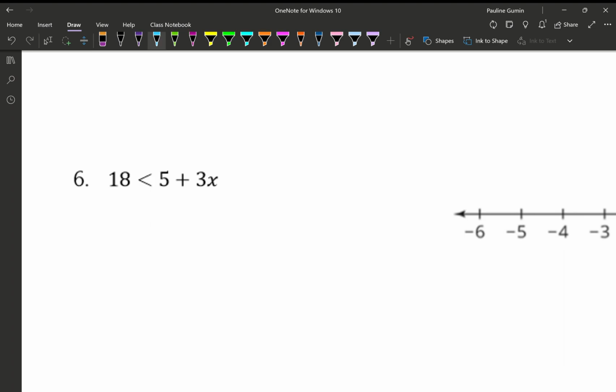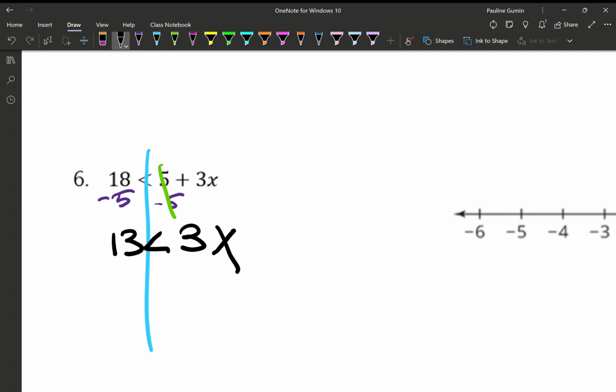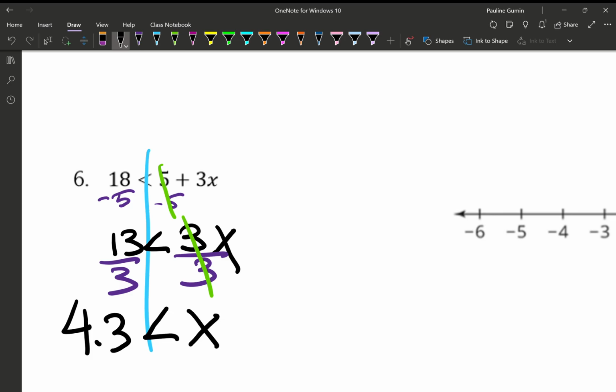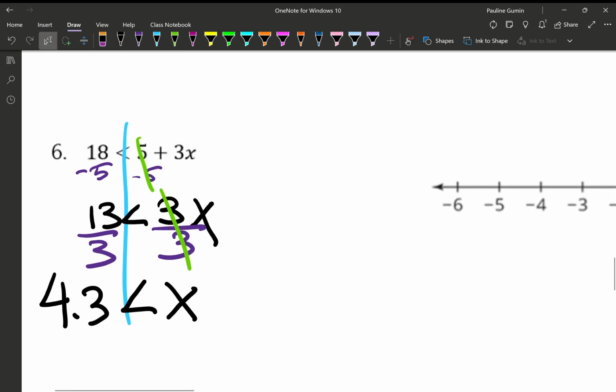I'm telling you, I select blue and it draws black. Rude. All right, let's start with subtracting 5 from both sides. Bloop. So we have 13 is less than 3x. Then we divide both sides by 3. 13 over 3 is 4.3, which is less than x. So if I'm reading it from the side of the x, x is greater than 4.3.